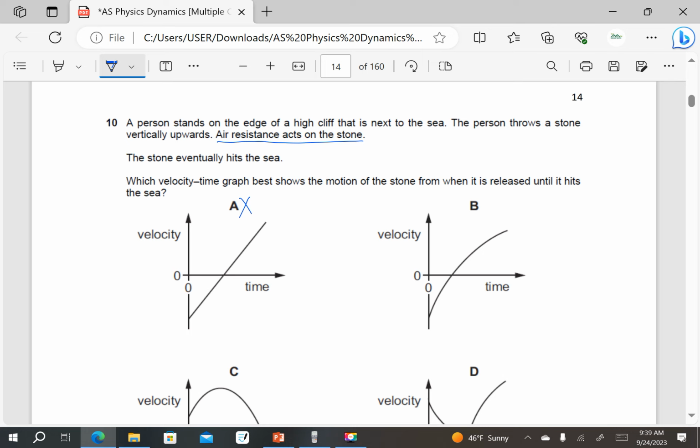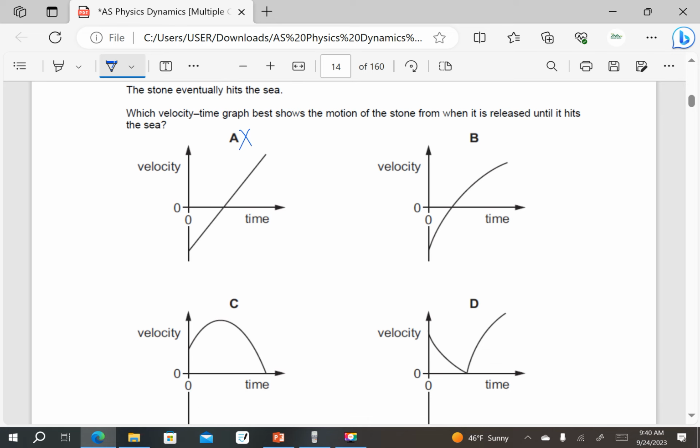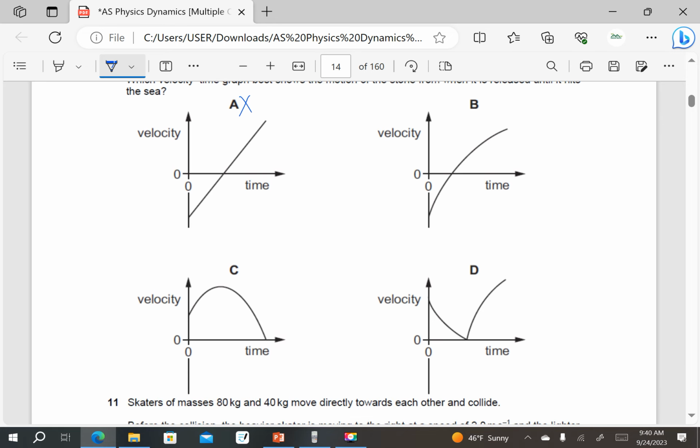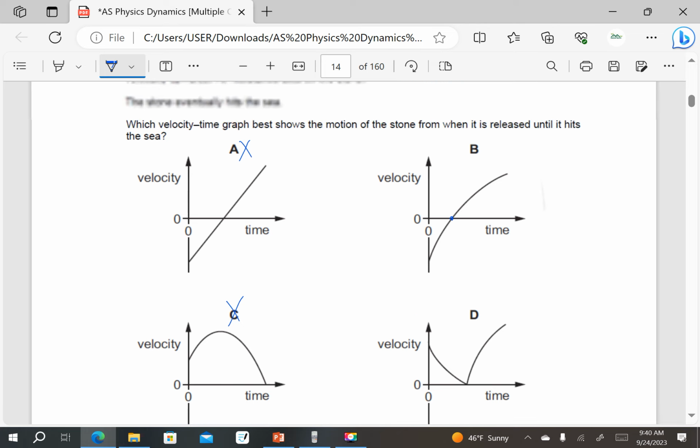The person stands on the sledge of a high cliff that is next to the sea. The person throws a stone vertically upwards. So velocity must decrease. Since it is vertically upwards, the velocity must decrease. This one shows an increase in velocity, so this is wrong. B shows a decrease in velocity because the graph tends to the x-axis. D also shows a decrease in velocity because the graph tends to the x-axis.